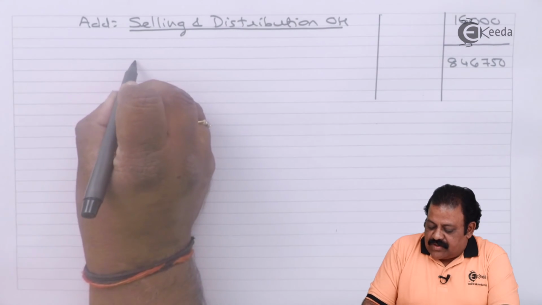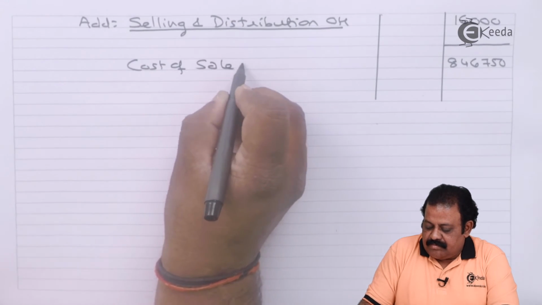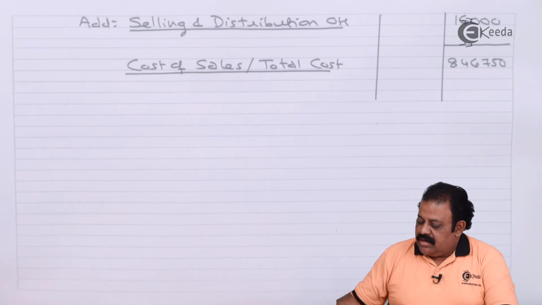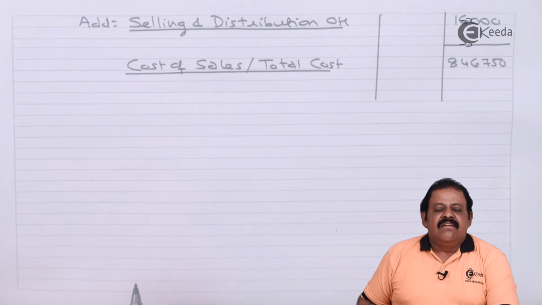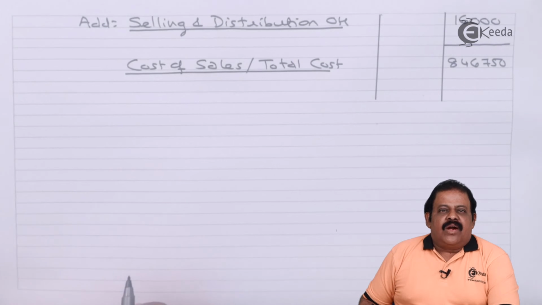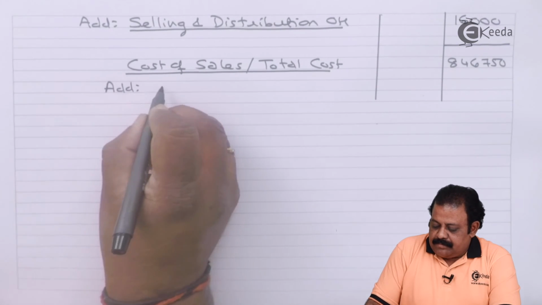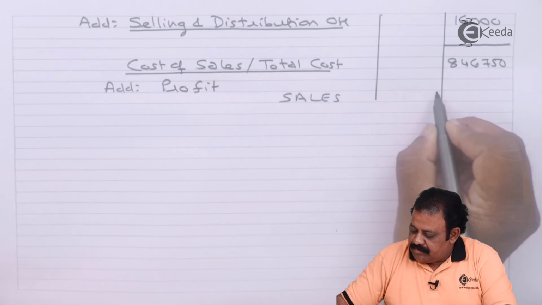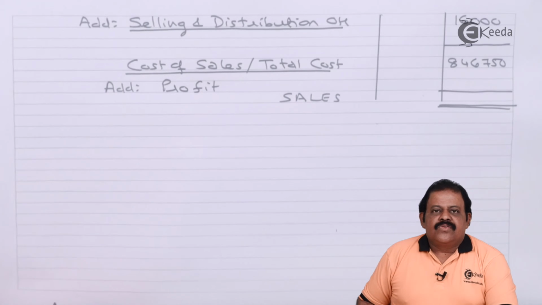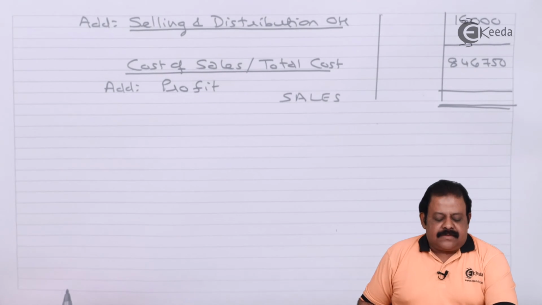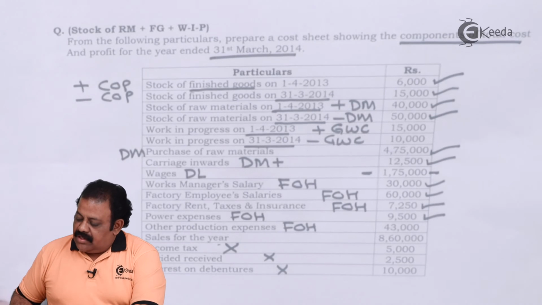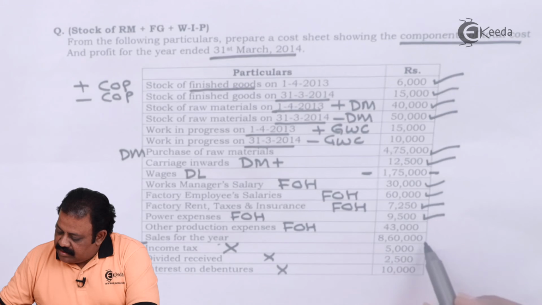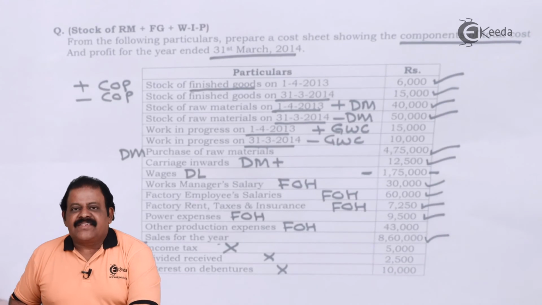So we got now cost of sales or total cost 8,46,750. To this amount we are required to add profit so that finally we can get the amount of sales. Amount of sales is given in the question. Sales for the year 8,60,000.